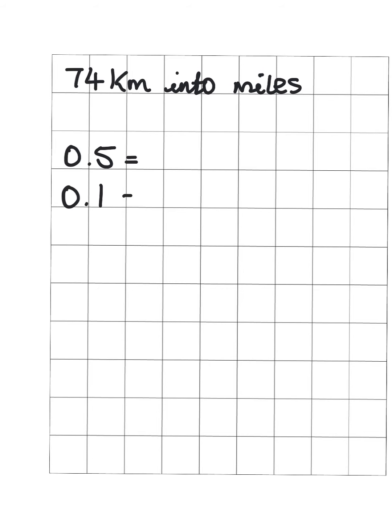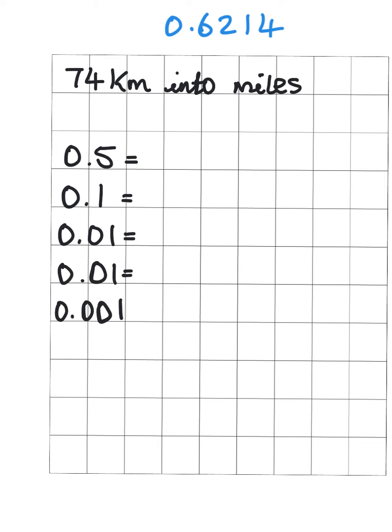Let's go for 74 kilometers into miles. So we're going to find 0.5 of the number. We're going to find 0.1 of the number. 0.01 of the number. 0.01 of the number. That gets us up to 0.62. Don't forget, we're going for 0.6214. We're then going to find 0.001 of the number.